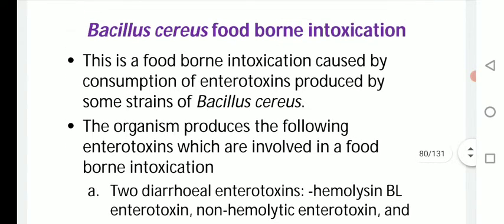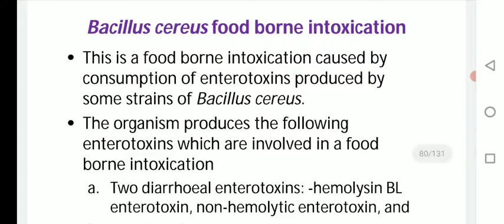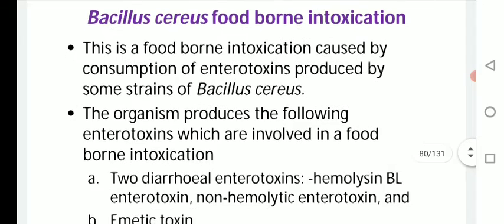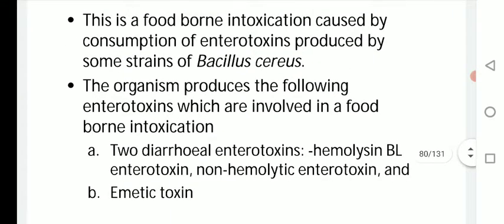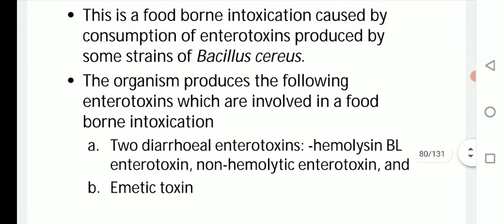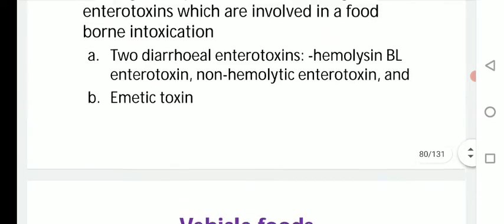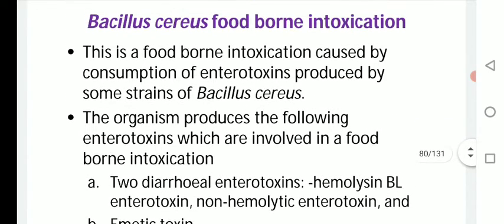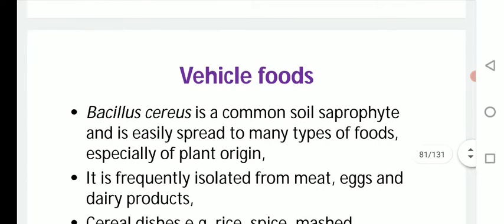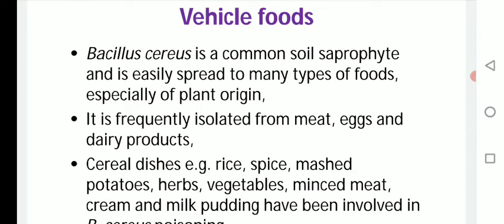The next food intoxication is Bacillus cereus food intoxication, and this is foodborne intoxication caused by consumption of enterotoxin produced by some strains of Bacillus cereus. The organism produces the following enterotoxins which are involved in foodborne intoxication: two diarrheal enterotoxins, hemolysin BL enterotoxin and non-hemolytic enterotoxin, then emetic toxin. These are different types of toxin that are secreted by Bacillus cereus, and this leads to severe intoxications and complications as far as food intoxication is concerned.